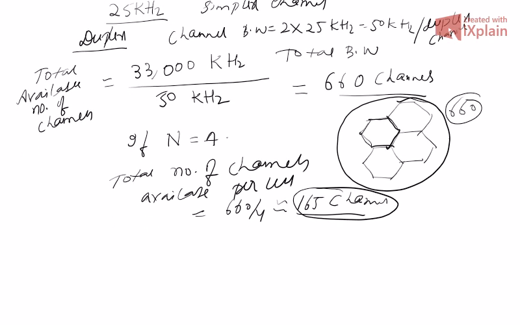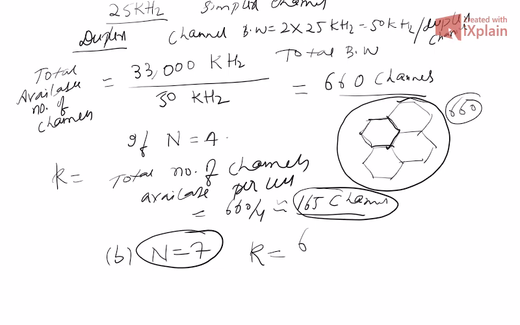What happens if all the 165 people are communicating and after that you still try to communicate? Then there will be something called call drop. Now suppose we take n equal to 7 as the reuse factor. Then what will be this k, which is the total number of channels available per cell? It will be 660 by 7, which is 95 channels.